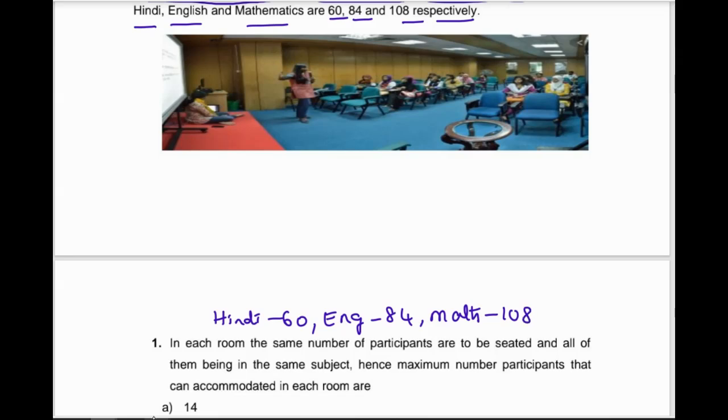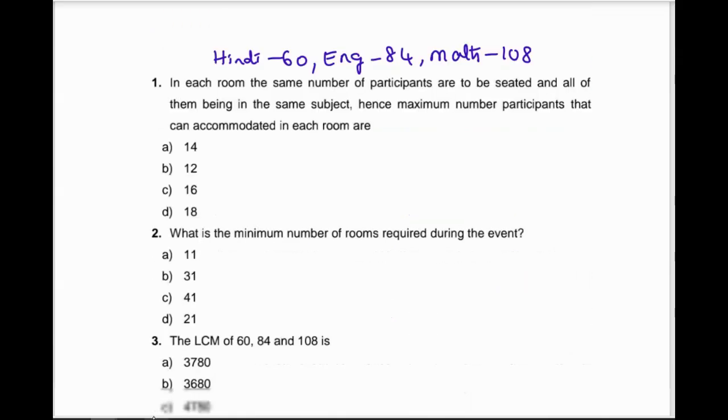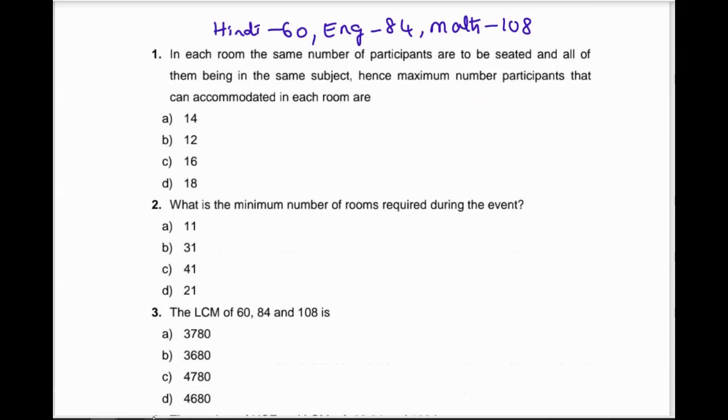108. So now, moving with the sub questions, the first one is, in each room the same number of participants are to be seated and all of them being of the same subject. Hence, find the maximum number of participants that can be accommodated in each room. Maximum means you have to find the HCF of the given terms. So we'll find the HCF.